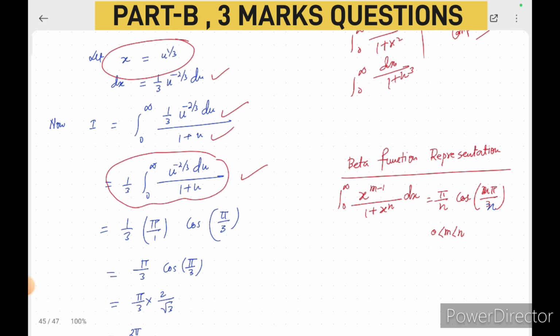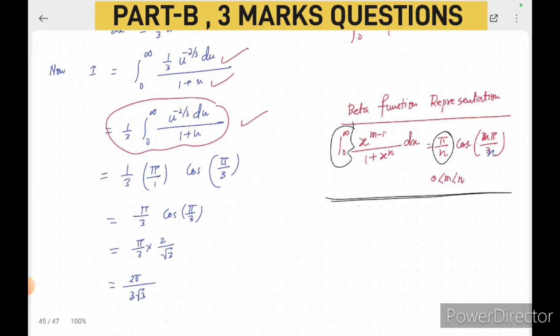So what is the expression of beta functions? The integral from 0 to infinity of x to the power m minus 1 upon 1 plus x to the power n dx equals, this is the standard mathematical expression. Please remember the beta function representation: x to the power m minus 1 upon 1 plus x to the power n dx is equal to pi upon n times 1 upon sin of m pi upon n. Okay, this is the mathematical expression. Please remember.